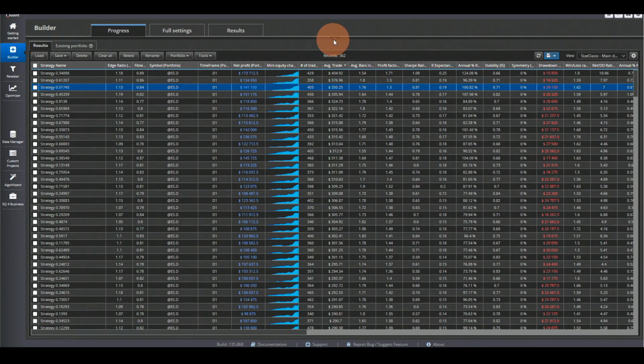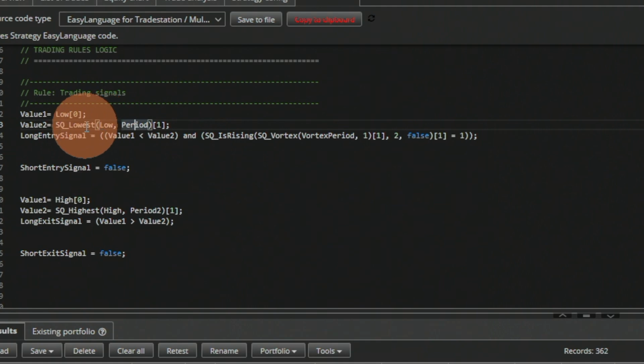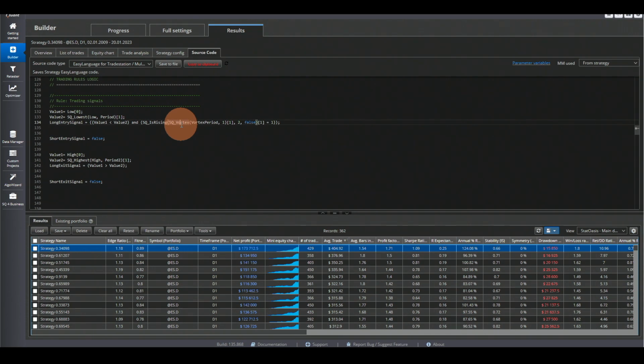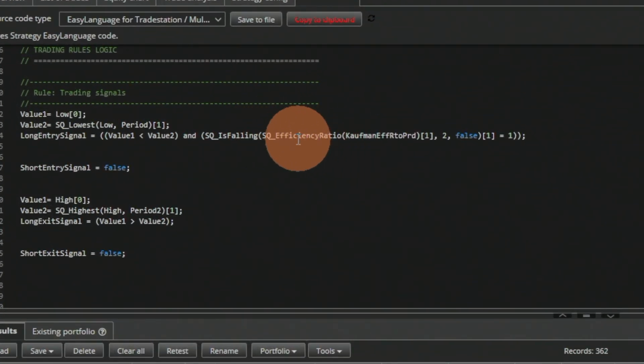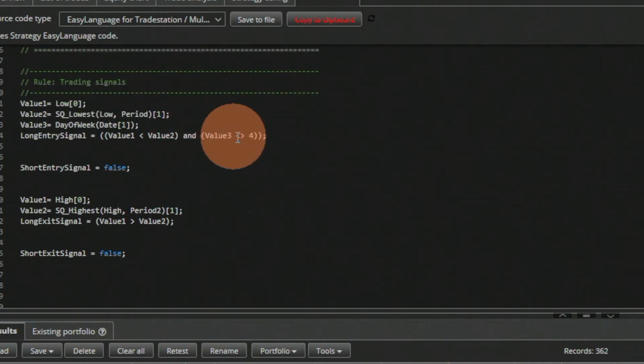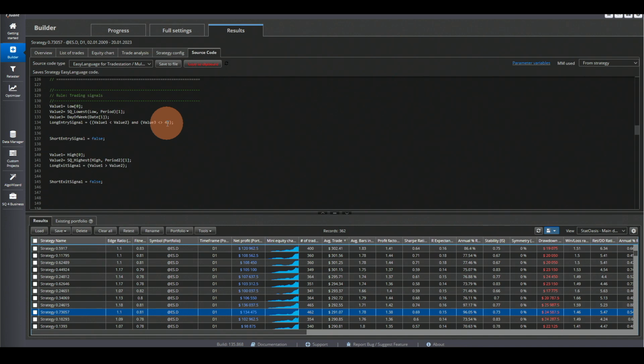So let's see what kind of filters we got. We start with this one. When the low is lower than the low of the previous bar and the Vortex is rising. I don't know what this indicator is, but anyway, it's one condition. This is based on the efficiency ratio. So this is the Kaufman efficiency ratio. This one is based on day of the week does not equal 4. That means it's a Thursday.